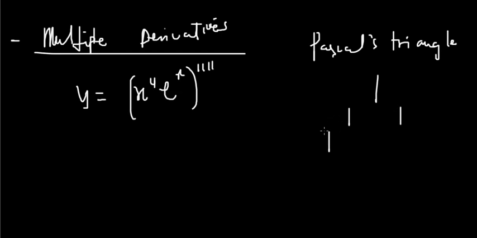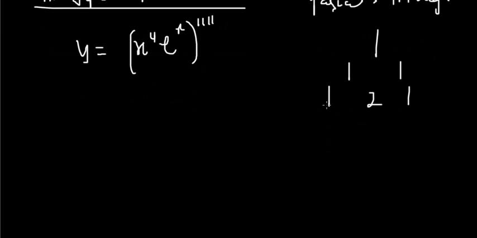So we have 1 plus 0 will give you 1, 1 plus 1 will give us 2, 1 plus 0 will give us 1, okay, and then you continue like that. So 1 plus 0 will give you 1, 1 plus 2 will give you 3, 2 plus 1 will give you 3, then 1 plus 0 will give you 1, okay, and then proceed from here.